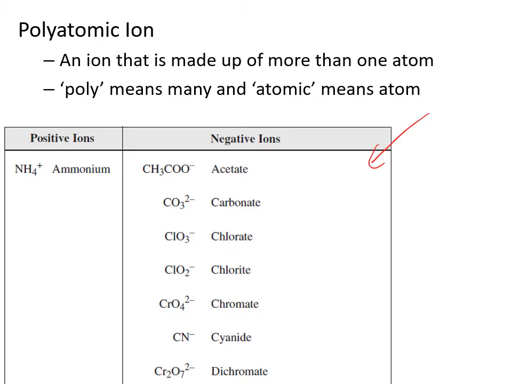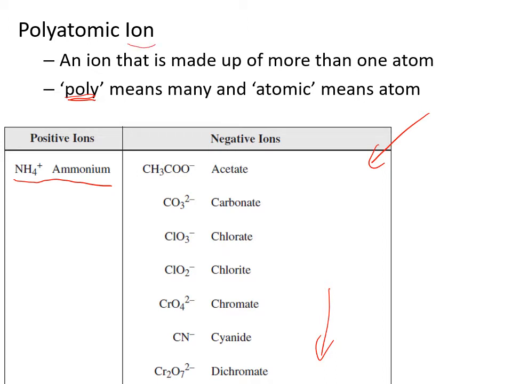It has the positive polyatomic ions, and we just have one right here, which is ammonium. We have negative ions, and this list continues further and further down. So what a polyatomic ion is, it's an ion that is made up of more than one atom. The word poly means many, as in many atoms, and atomic just means atoms. So polyatomic just means many-atom ions.